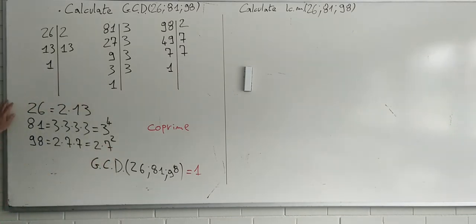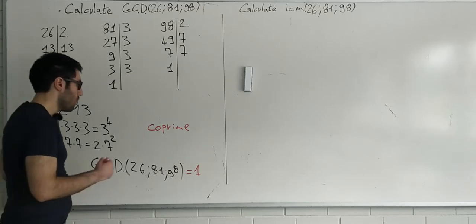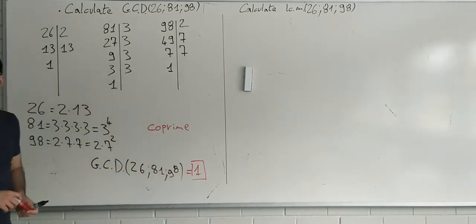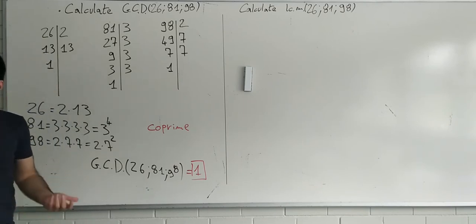And I want to underline a thing, that 26 and 98 are not co-prime with each other, but we are considering all three at the same time. And all three at the same time, they are co-prime with each other. Therefore, the greatest common divisor is 1. Okay, perfect. We have examined the juiciest part of this exercise.